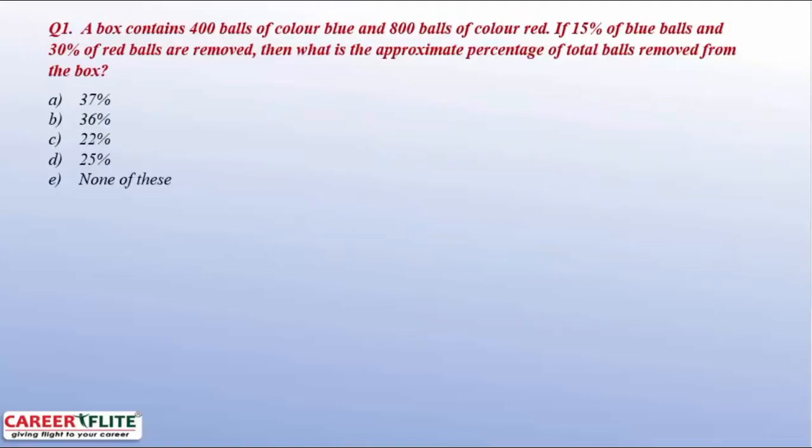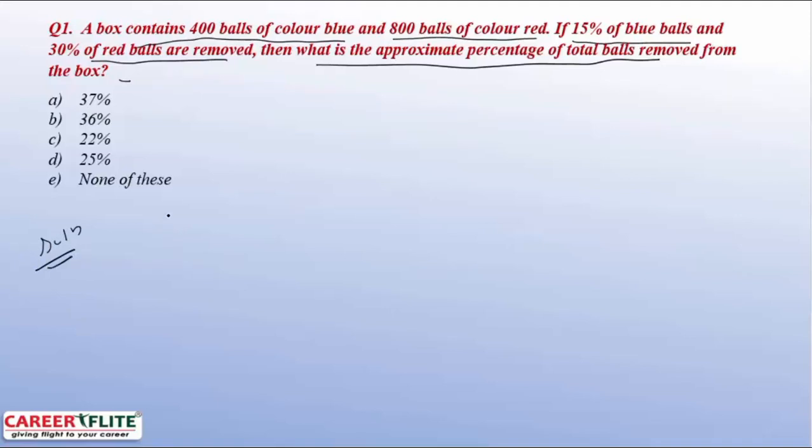Now let us move to question number 1. A box contains 400 balls of color blue and 800 balls of color red. If 15% of blue balls and 30% of red balls are removed, then what is the approximate percentage of total balls removed from the box? Okay, so moving to the solution.